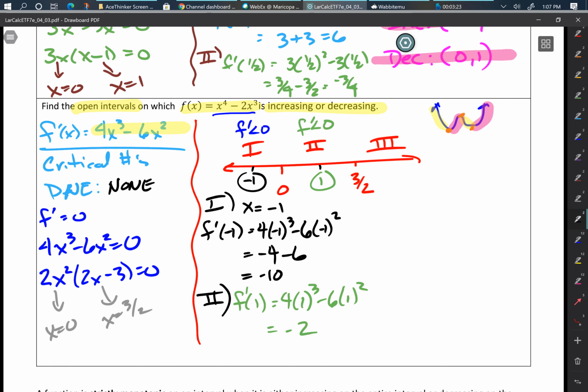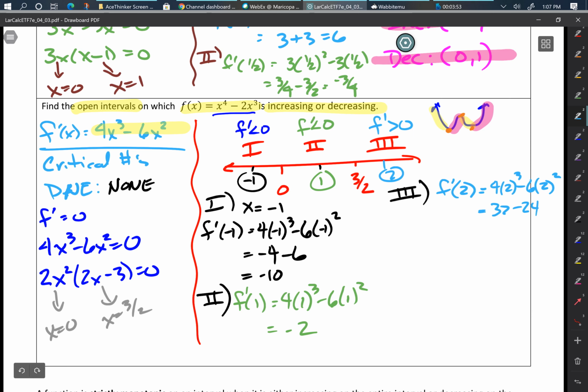Okay, now we'll check interval number 3. I need a number on interval number 3. I'm going to use 2. And I will find the value of the derivative when x is 2. f prime of 2 is 4 times 2 cubed minus 6 times 2 squared. 2 cubed is 8, 8 times 4, 32. 2 squared, 4, 6 times 4, 24. 32 minus 24 is going to be a positive number, greater than 0. Now you notice I didn't even figure out what this is because I don't care what the actual value is. I just need to know whether it's positive or negative. That's positive, so I'm positive on that interval.